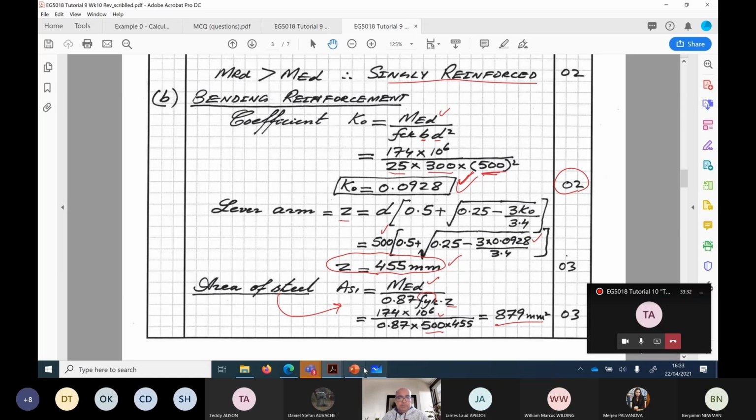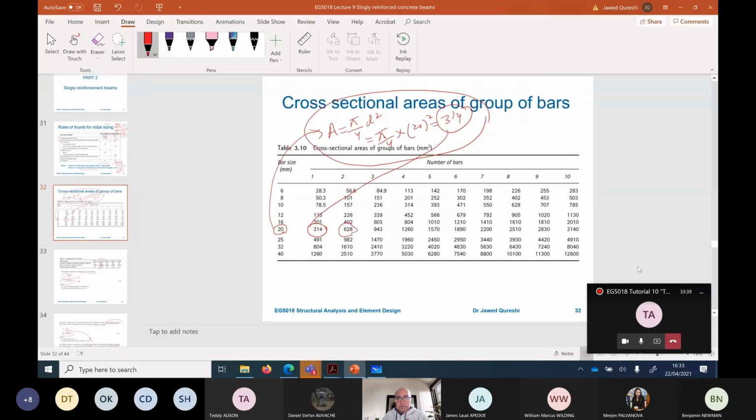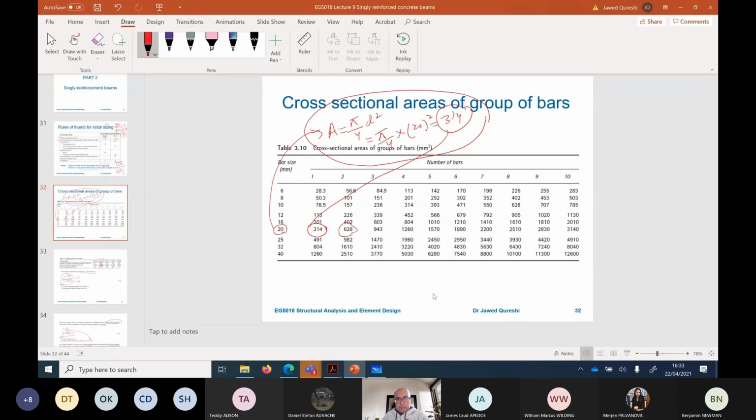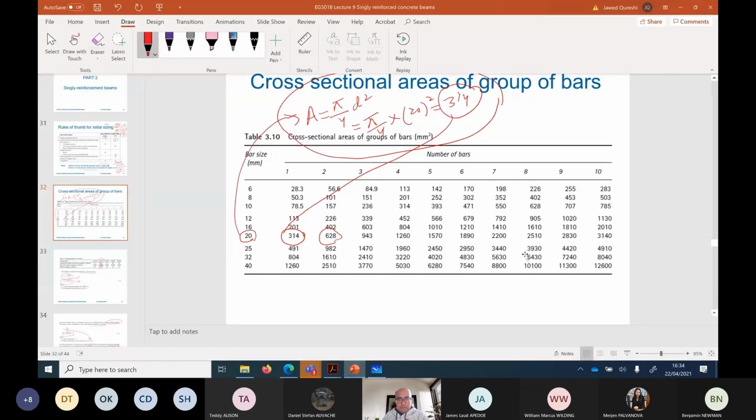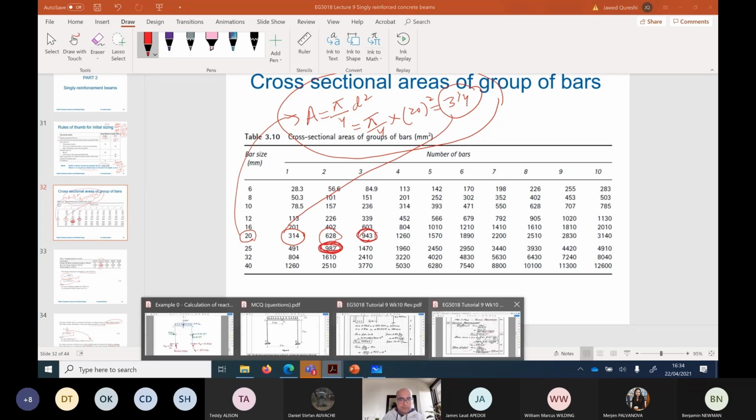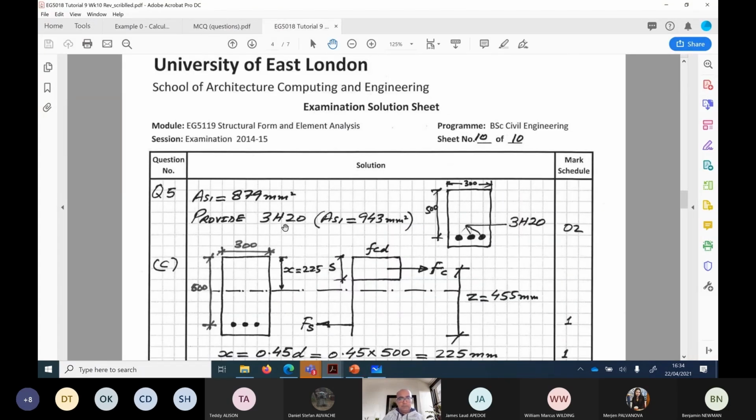square. Now once you have it, then you go to this table and you can simply choose pretty much anything. So for 879, you can use these 3 H20 bars, or you could use 2 H25 bars. So it's entirely up to you what you use for it. Let us see what is done over here. Now provide 3 H20. 3 H20 means that it will give you 943 millimeters square.